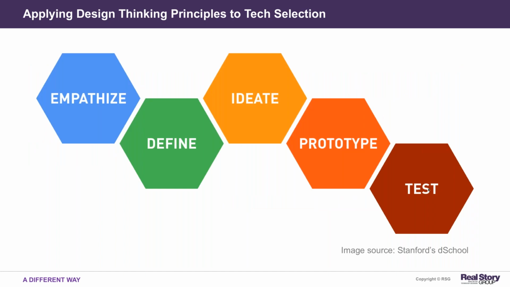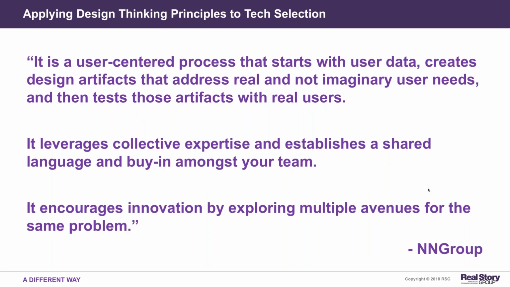So here's a visual representation of how people tend to think about design thinking. It's a 5-phased approach, if you will, from an empathy phase, a definition phase, an ideation phase, a prototyping phase, and a testing phase. And so what we did is we took each of these steps and said, what if we could apply those steps to the process of evaluating technology options and assessing whether or not it's a good fit for your organization.